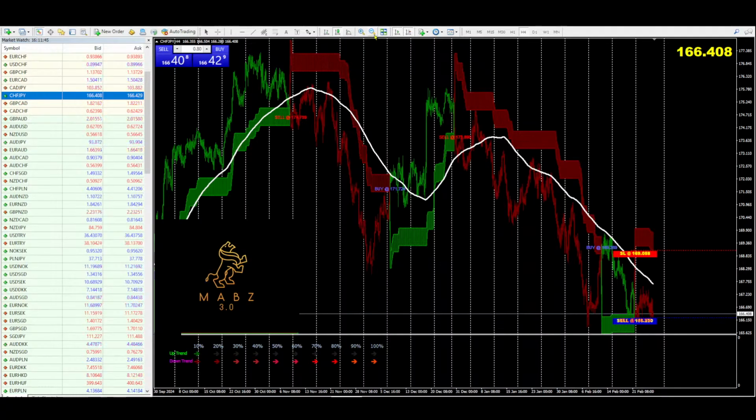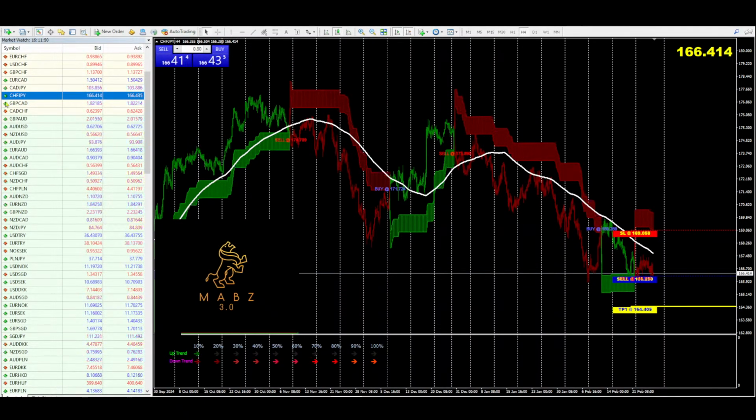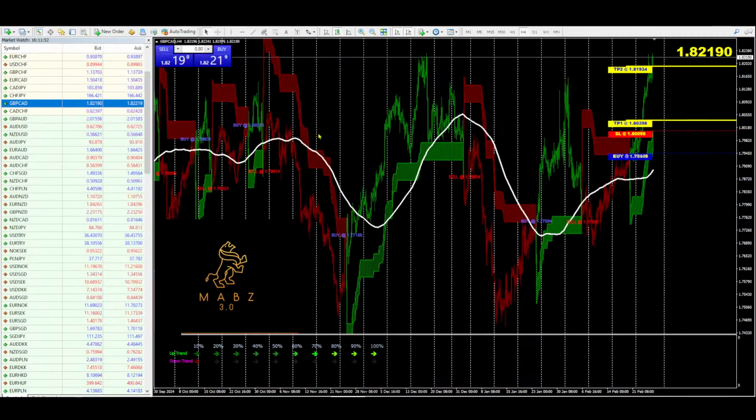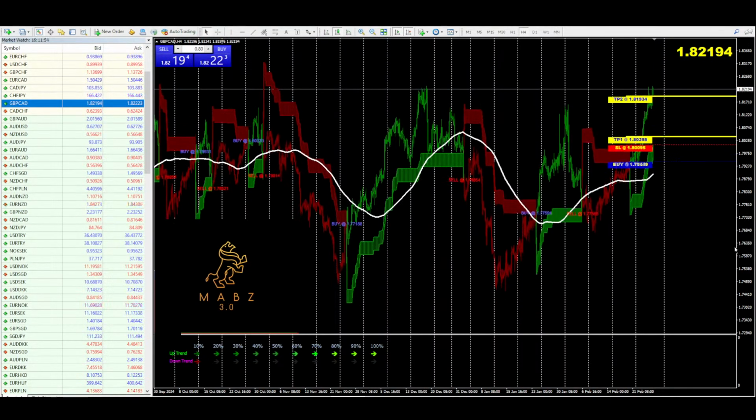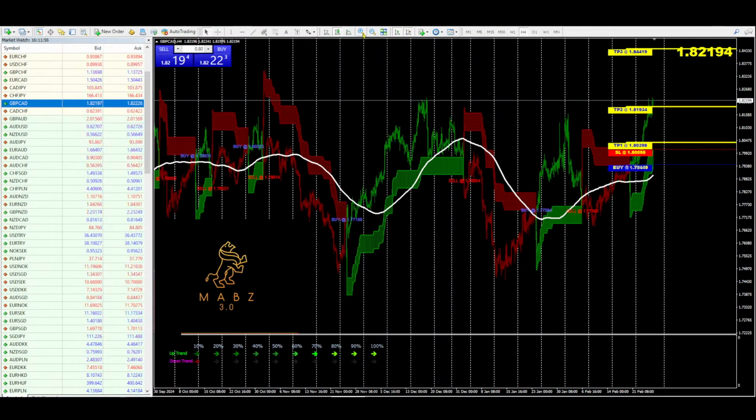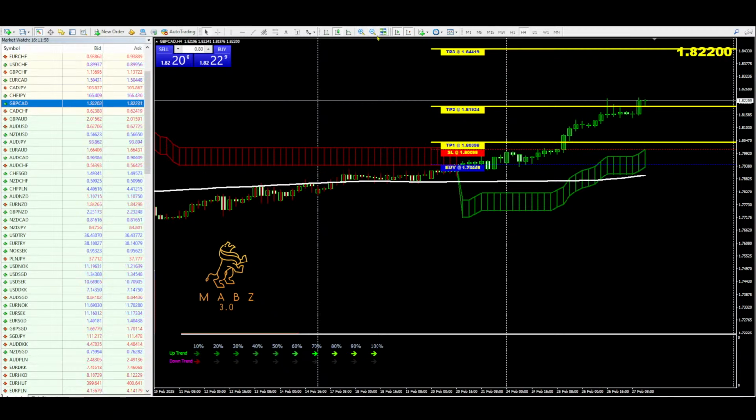Let's go. CHF JPY is a trade on the H4 chart, a sell trade, but I'm not going to get into that one because of the spread. The spread is a problem, right?